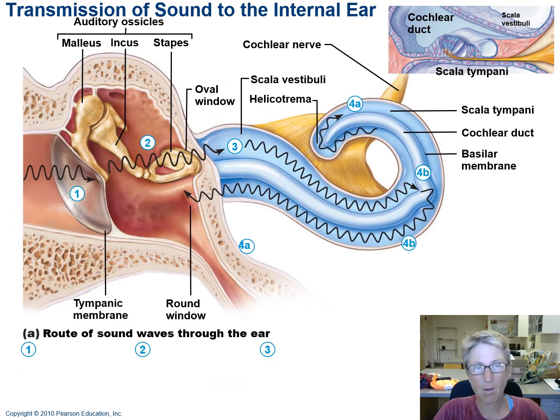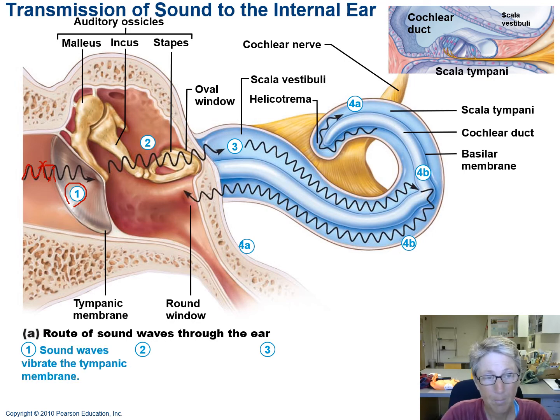Okay, so now we'll look at transmission of sound to the internal ear. So we're on step 1. This is our sound wave coming in. Here's its crest, here's its trough. From here to here is its wavelength. The height is its amplitude. So these sound waves have all these physics characteristics, but the sound wave comes in and strikes the tympanic membrane, and the tympanic membrane starts to vibrate back and forth, back and forth.